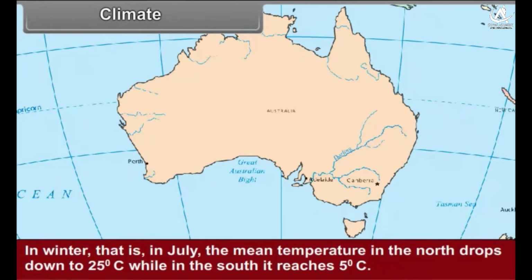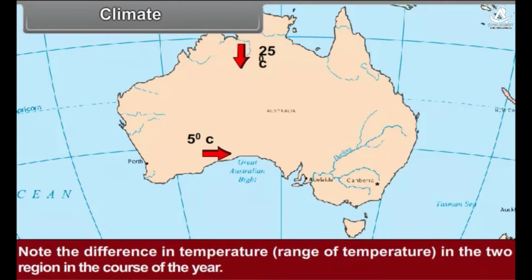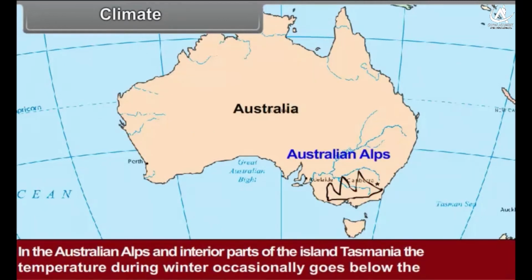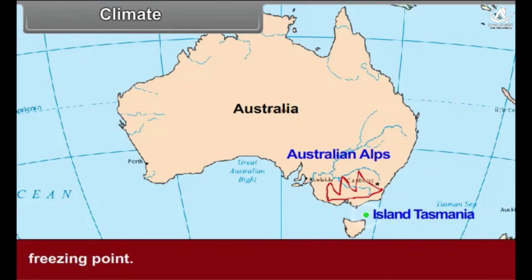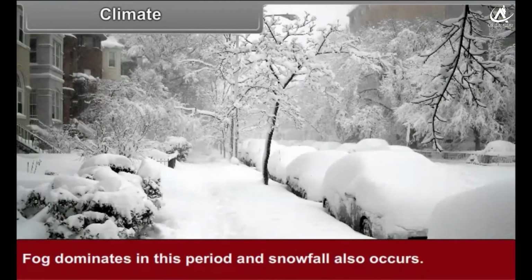In winter, that is in July, the mean temperature in the north drops down to 25 degrees Celsius, while in the south it reaches 5 degrees Celsius. Note the difference in temperature, that is the range of temperature, in the two regions in the course of the year. In the Australian Alps and interior parts of the island Tasmania, the temperature during winter occasionally goes below the freezing point. Fog dominates in this period and snowfall also occurs.